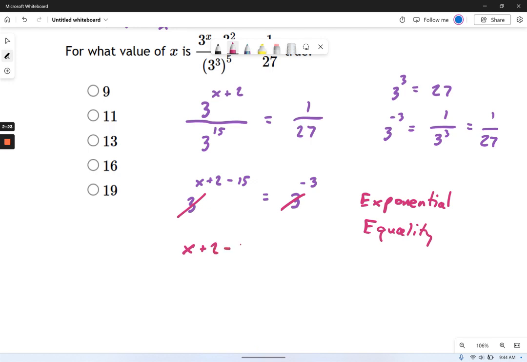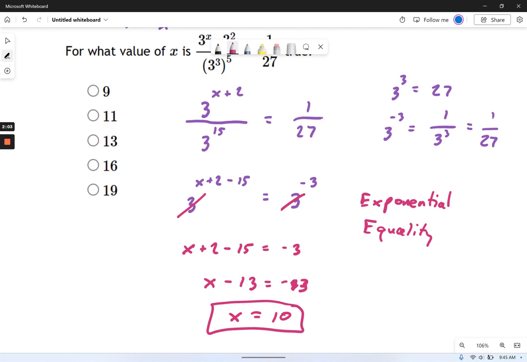x plus 2 minus 15 equals negative 3. So now we just solve this thing and we're done. This becomes x minus 13 equals negative 3. And now I add 13 to each side, and I get x equals 10. So that's the procedure for solving something like this.